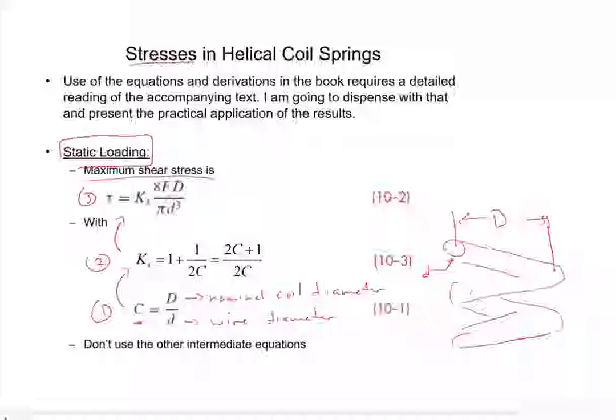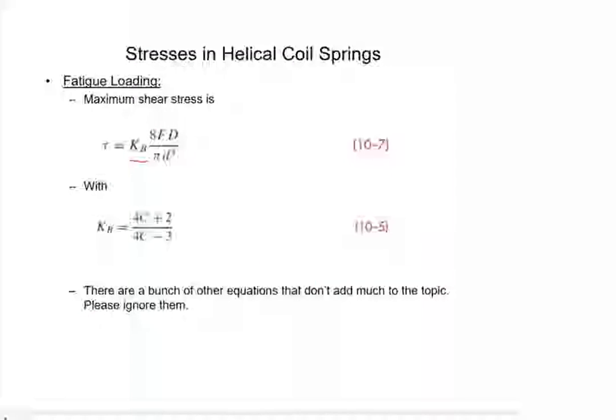There's a bunch of intermediate equations. They're not useful. So for static maximum shear stress, these are the three equations you need to use. You can ignore all the other intermediate equations.